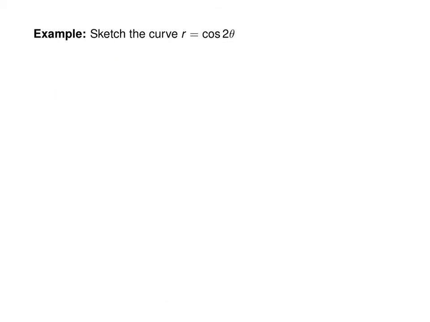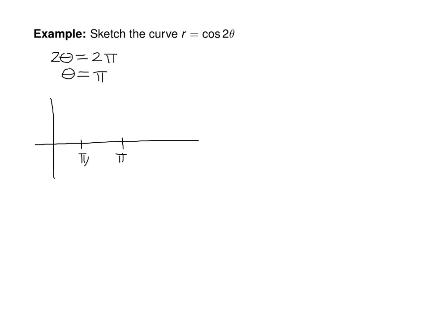Next, let's sketch the curve r equals cosine of 2 theta. So first let's figure out what the period of cosine 2 theta is. So 2 theta equals 2 pi when theta equals pi. So this curve will go through one oscillation in pi. So using the 5-point method, that period of cosine 2 theta ends at pi, making this point pi over 2 and those points quarters.